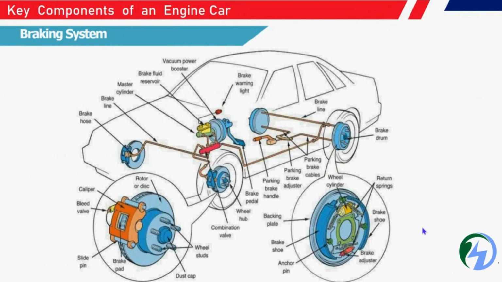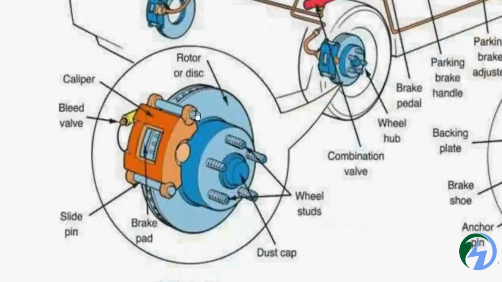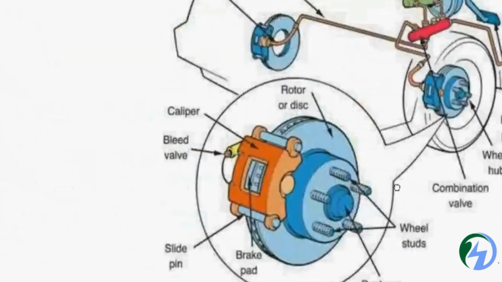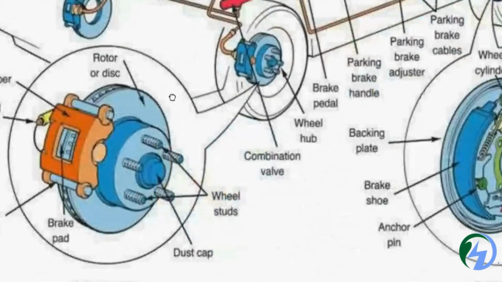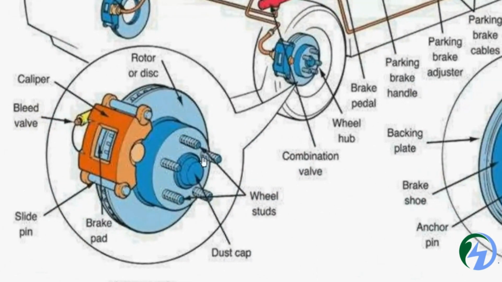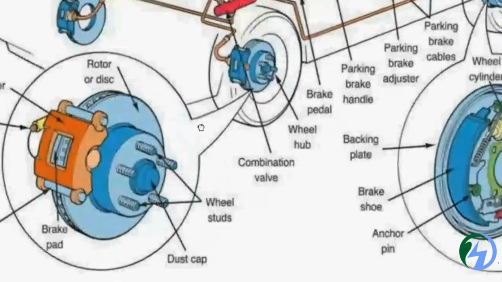And braking. Braking is a very important factor for vehicles. For the braking components, we need a brake pedal and brake pad. It is part of a disc brake, and we also have a drum brake. So we need to understand two different variants of brakes. In a disc brake we have a disc cap, wheel studs, and a rotor or disc. To stop the disc, we have a caliper and bleed valves, and we have a brake pad and the slide pin. These are the main components needed for the disc brake.